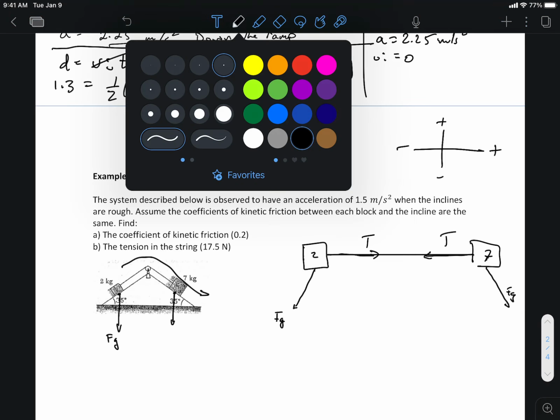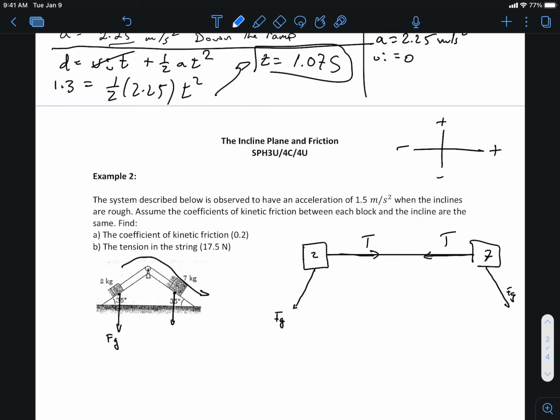Well, the force of gravity, we can break that into its components. This will be mg cos theta, mg cos theta, and then we have mg sine theta. And then on these as well, I've got the normal forces, and the normal force. I don't think I've missed anything.